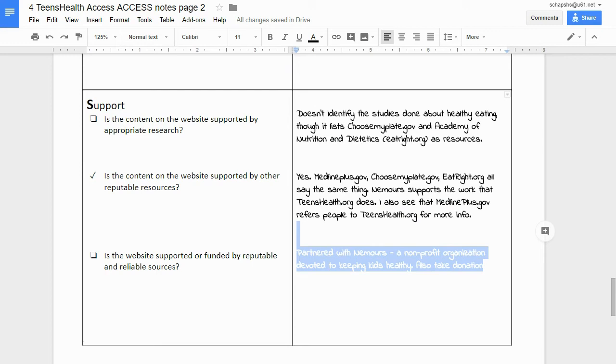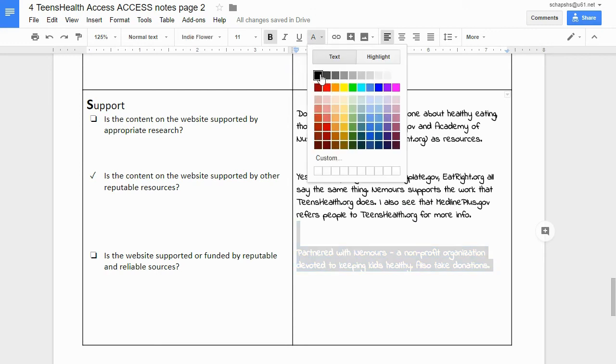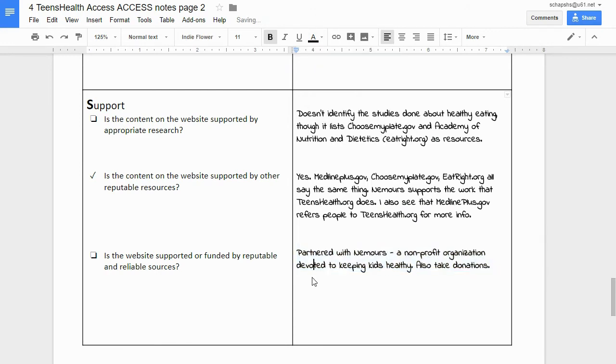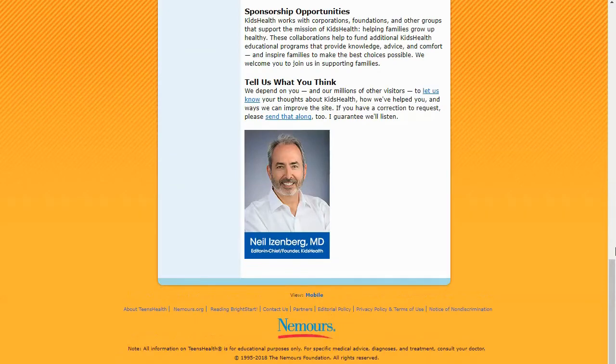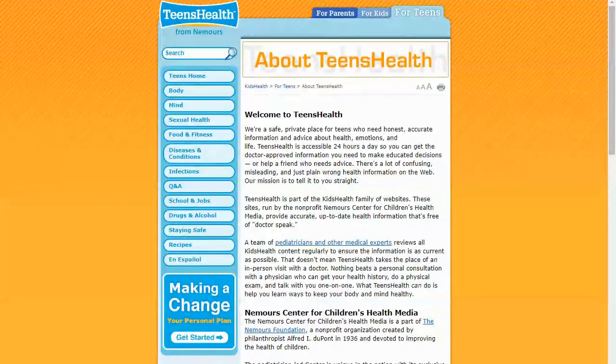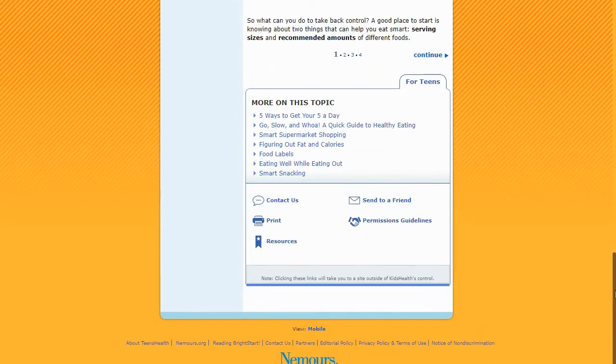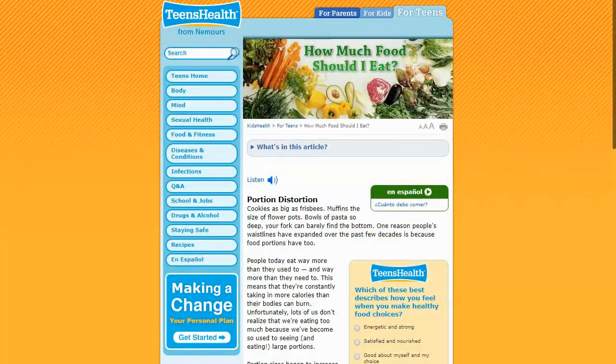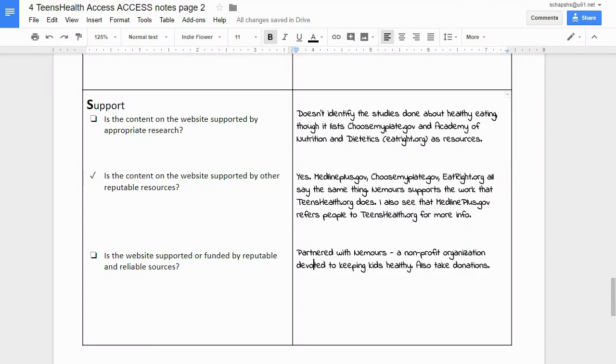As I finish this out, I'm going to take some notes to remind myself that this organization is partnered with Nemours, which is a nonprofit organization devoted to keeping kids healthy. I also found out that the Kids Health site does take donations to stay afloat and to do their work. A lot of times that is totally fine. When you take donations, you might be using them for good causes. We can't always be sure, so it's just something to check into further if you've got questions.